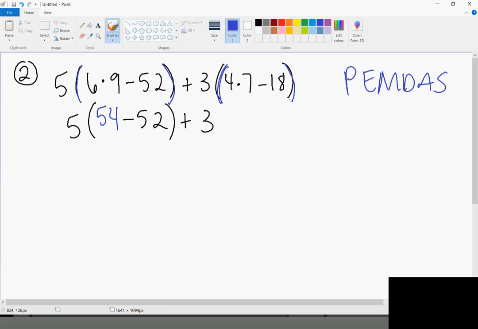So inside the parentheses here, I'm going to do multiplication first. That's going to be 4 times 7 is 28, and then minus 18. So now I'm still going to simplify within my parentheses. I'm still dealing with the P in PEMDAS.